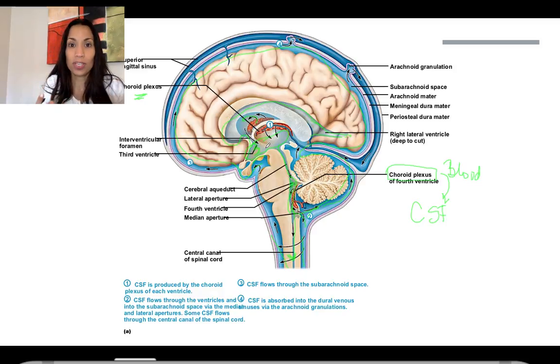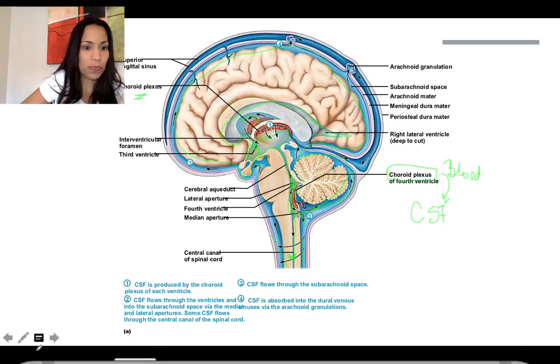It nourishes the nervous system because it contains sodium, other ions, and glucose, and gases as well. It also removes waste from the metabolic processes of this tissue, of the neural tissue. So those are the functions of the cerebrospinal fluid.